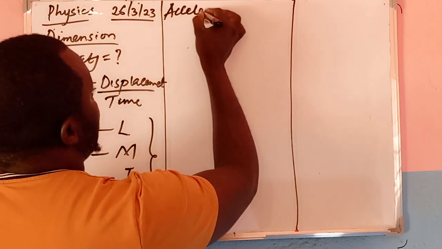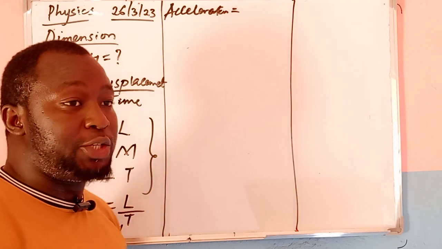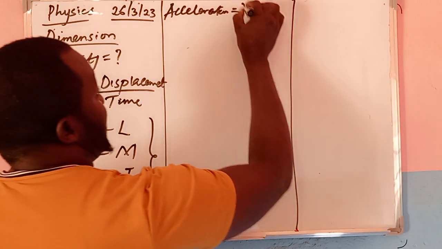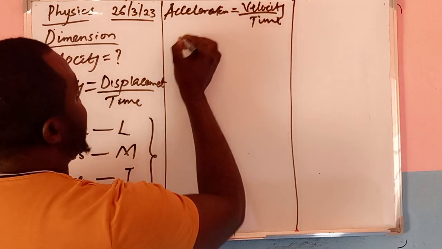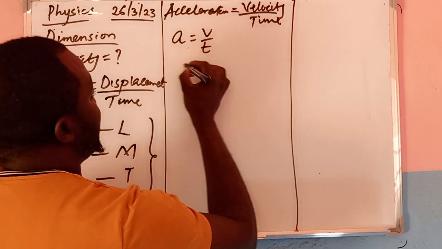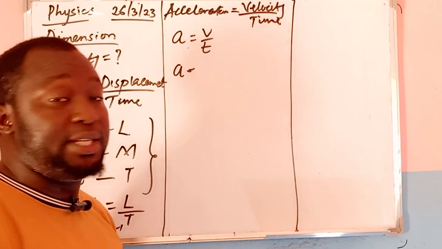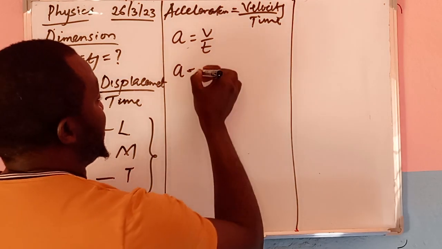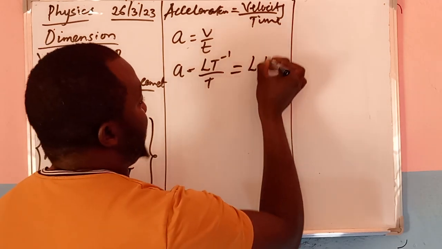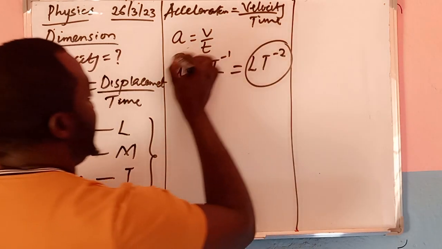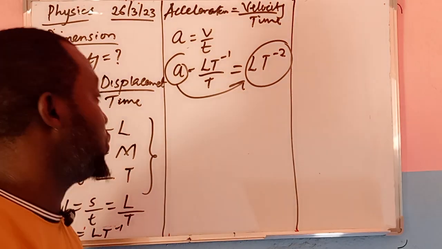And for acceleration, we still write the formula of acceleration. From the formula, acceleration is the rate of change of velocity with time. That means the formula for finding acceleration is velocity all over time. Then we say A is equal to V all over T. We already know the dimension of velocity; if we didn't, we must find it, which is LT^-1, divided by T. Then our dimension of acceleration is LT^-2. That means the dimension of acceleration is LT^-2.